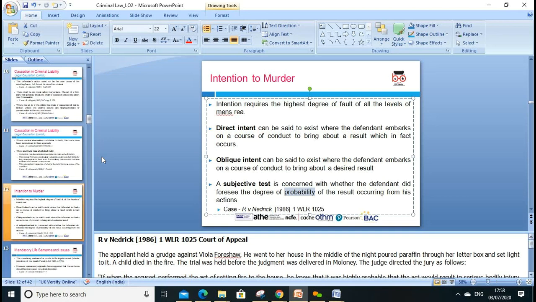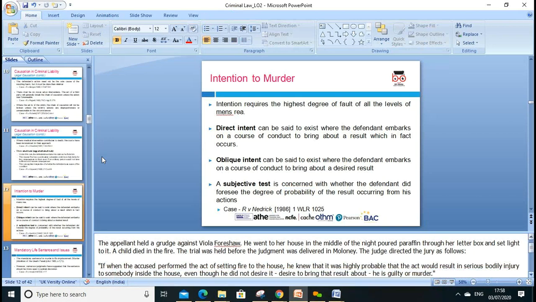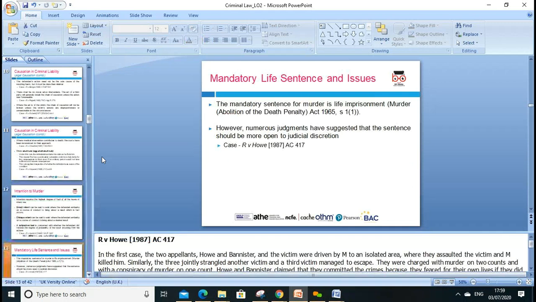But here we're looking at the criminality side, so we need to look at what is criminal. We have a good few case laws to test these three terminologies, and the courts looked at the evidence to charge someone with murder or not in those cases. Okay, mandatory life sentence and the issues.